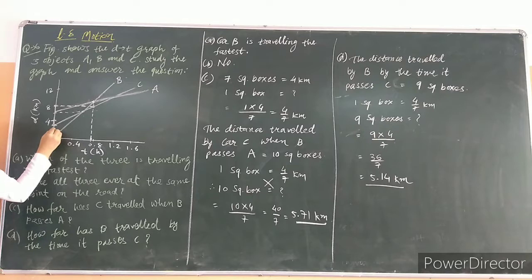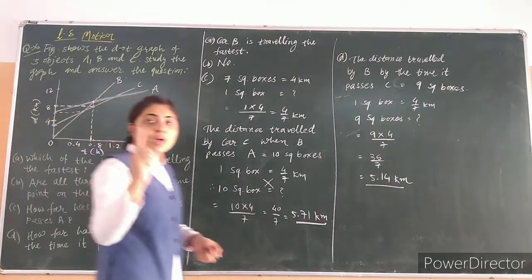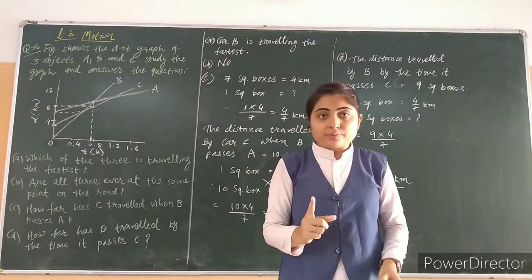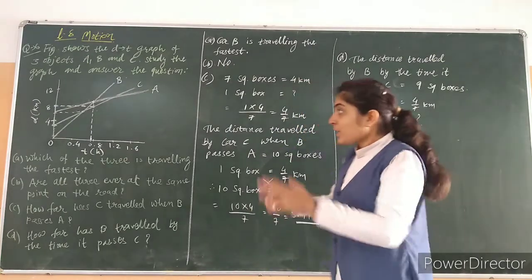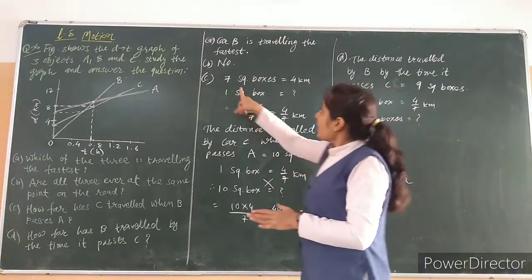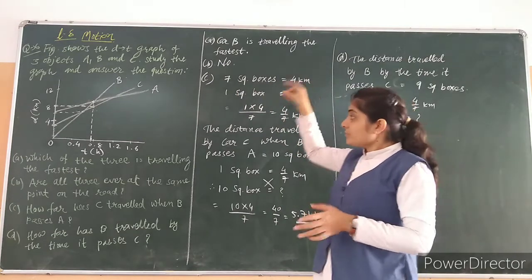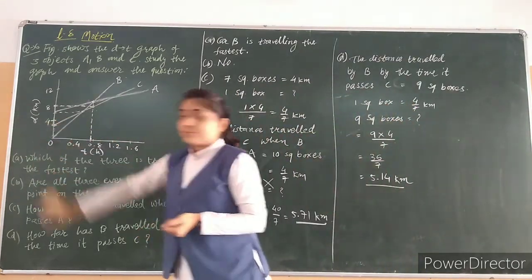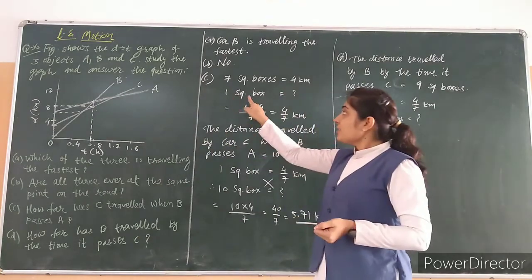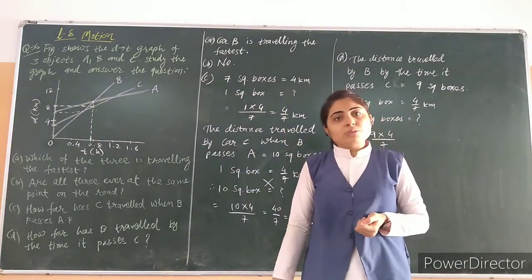If you count this, 7 boxes are there. 7 square boxes equal 4 kilometers. We need to find the value of 1 square box. So how do we find it? From the graph, 7 square boxes equal 4 kilometers. It is given. So 1 square box equals how many kilometers?